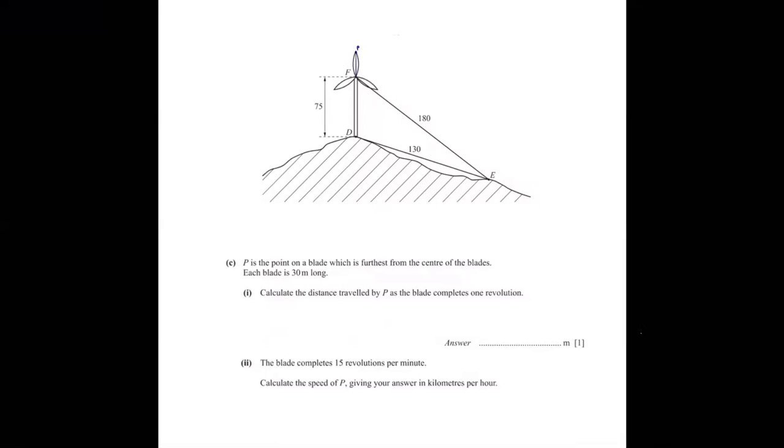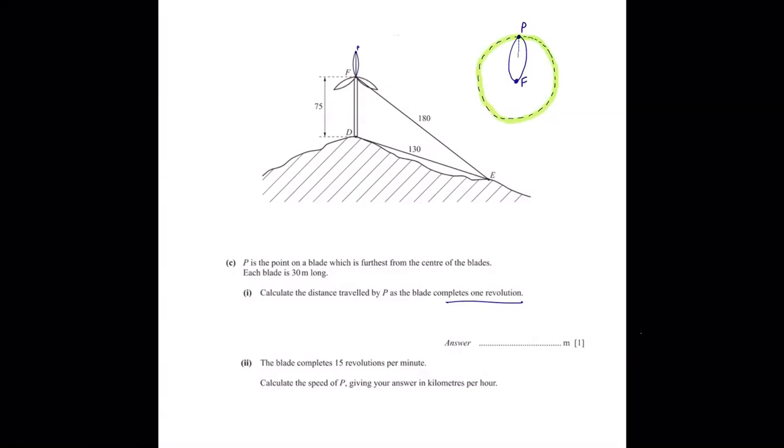You need to calculate the distance traveled by P as the blade completes one revolution. If this blade completes one revolution, would you agree that it is going to travel in this circular motion, and after 360 degrees the point P is going to come back to its own position? Then one revolution is complete. Yes. Okay. So can I also say that point P has traveled this distance? Yes.